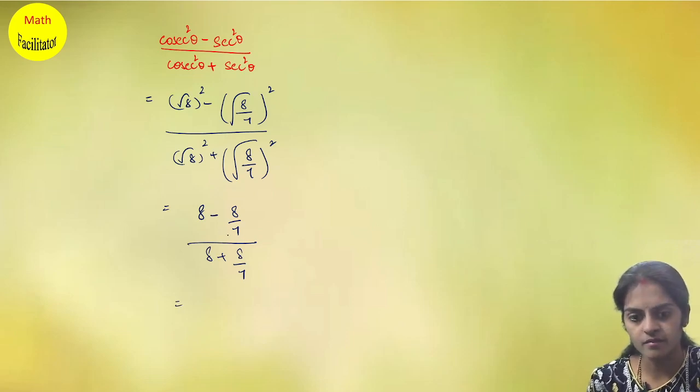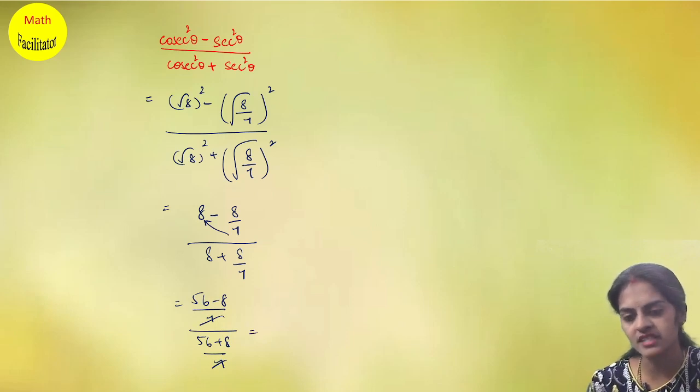When you take LCM, this is 8 sevens of 56 minus 8 by 7, 56 plus 8 by 7. So 7 will get cancelled. So 56 minus 8.